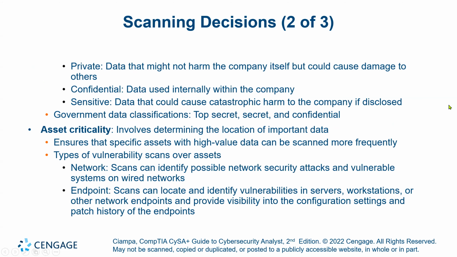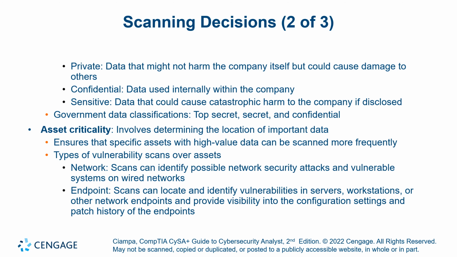Private data that might not harm the company itself but could cause damage to others. Confidential data used internally within the company. There's sensitive, and that's data that could cause catastrophic harm to the company if disclosed. And that's how you remember the difference between confidential and sensitive. Catastrophic harm.